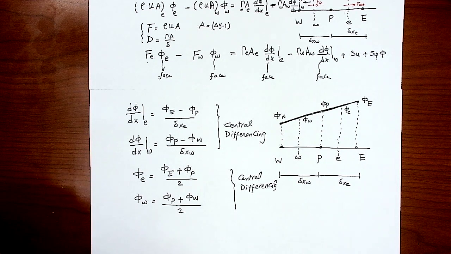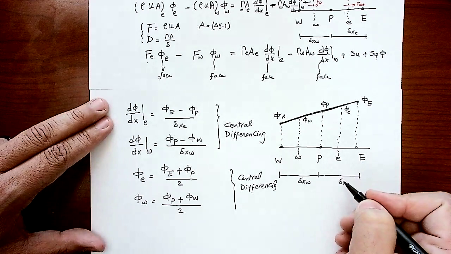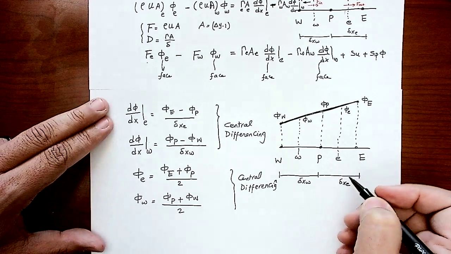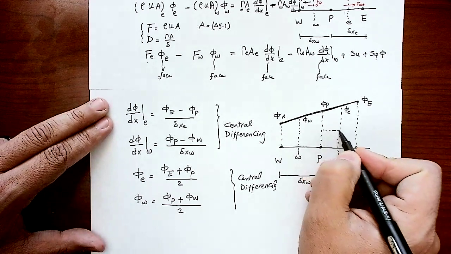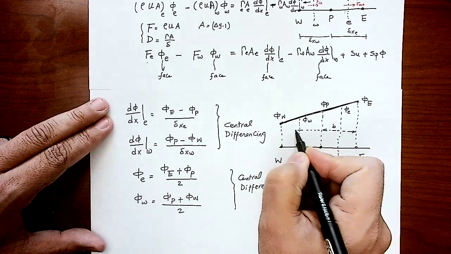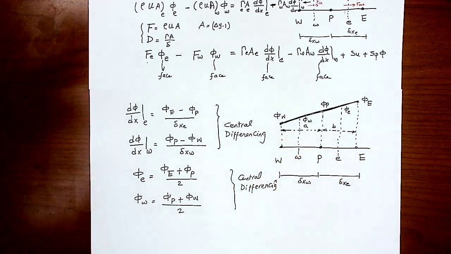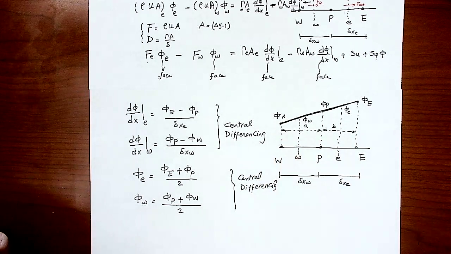Let's call the distance between the P and E here delta x e, right? This is what we call delta x e. Let me call that for simplicity. I'm going to call that distance here b small. I'm going to call that distance here a small. So, delta x e, delta x west, it doesn't matter. You can call it the same way.